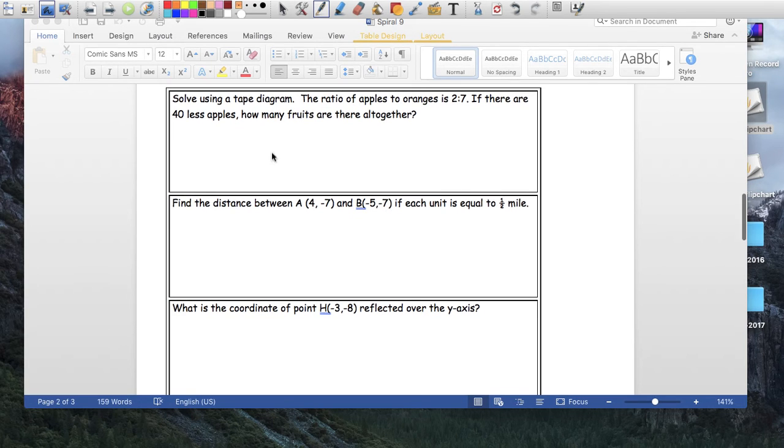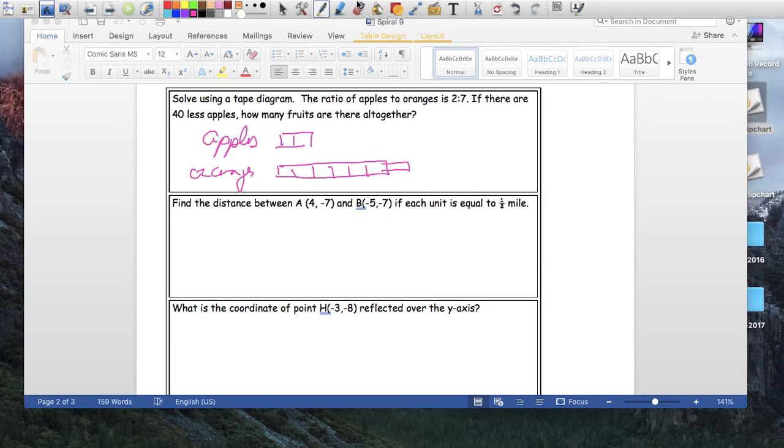So, solve using a tape diagram. Okay, ratio of apples to oranges. So let me write apples. So apples, the ratio is 2. Oranges, the ratio is 7. 1, 2, 3, 4, 5, 6, 7. If there are 40 less apples, how many fruits are all together?